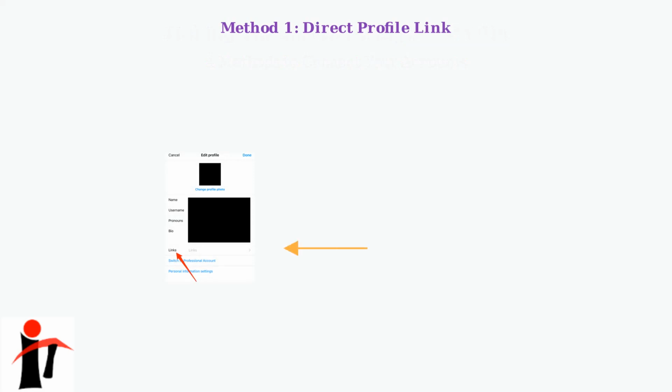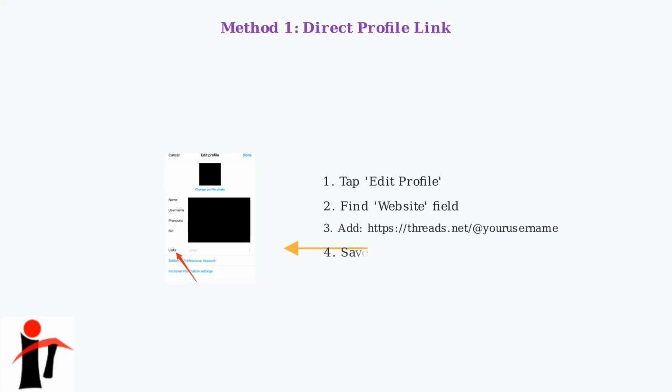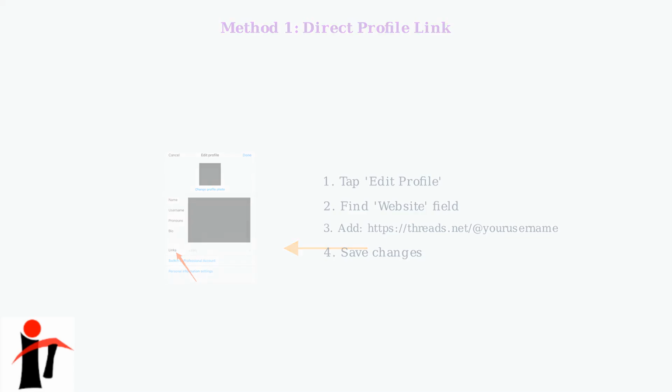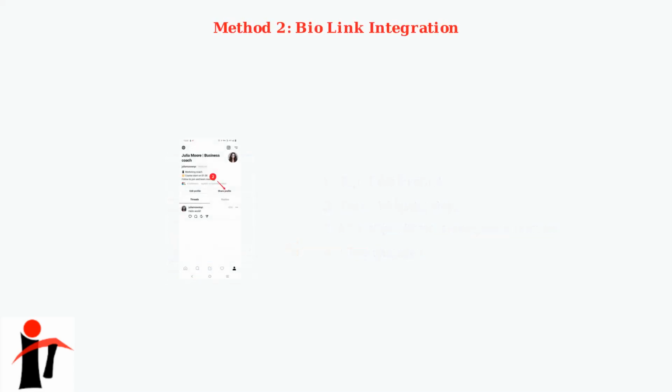Navigate to your Instagram profile and tap Edit Profile. Look for the website field, which is where you'll add your Threads profile URL. Follow these simple steps. First tap Edit Profile, then find the website field. Add your Threads URL using the format threads.net/@your username, replacing your username with your actual handle. Finally, save your changes.